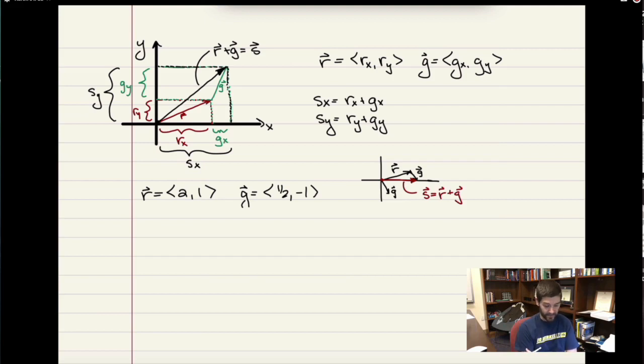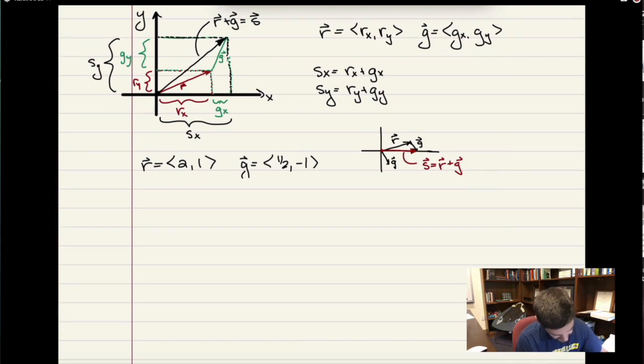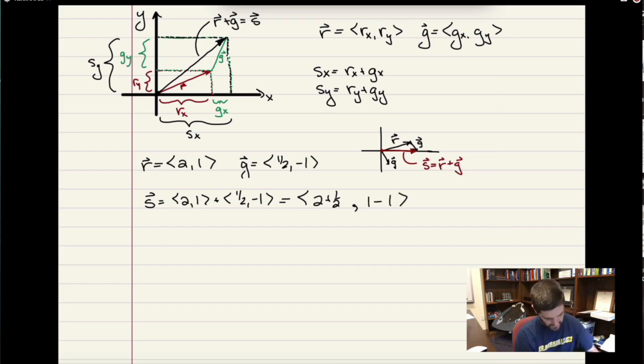Which we can see geometrically. Now let's do it using the way we just talked about, where we can add the components. So in this case, the sum is the sum of (2, 1) plus (1/2, -1). I just add the x components, so 2 plus 1/2, and then for y, I get 1 minus 1. I add the y components. So I get 2 plus 1/2, which is 5/2, and 1 minus 1, which is 0. Indeed, the sum is a vector that points 5/2 in the horizontal direction and doesn't point at all in the vertical direction. So this is a horizontal vector.